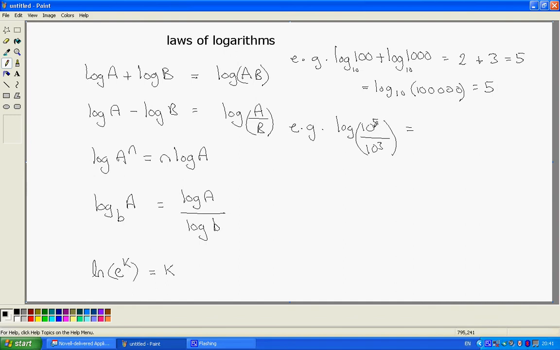Well, first of all, log to the base 10 of 10 to the 5 upon 10 to the 3 is log to the base 10 of 10 to the power 2, which is 2, and that should be the same as log to the base 10 of 10 to the 5 minus log to the base 10 of 10 to the power 3, which we can see is true because the power of 10 that gives us 10 to the 5 is 5, minus the power of 10 that gives us 10 to the 3, which is 3. 5 minus 3 is equal to 2.